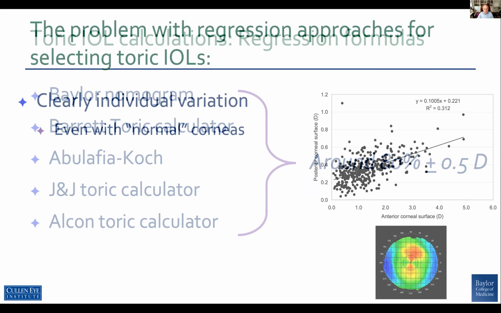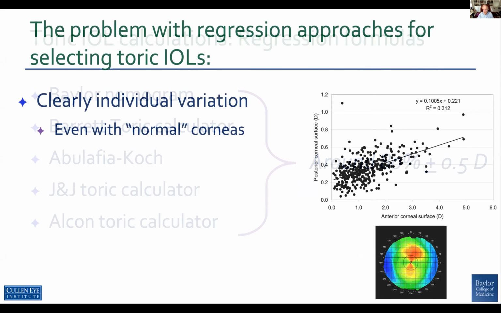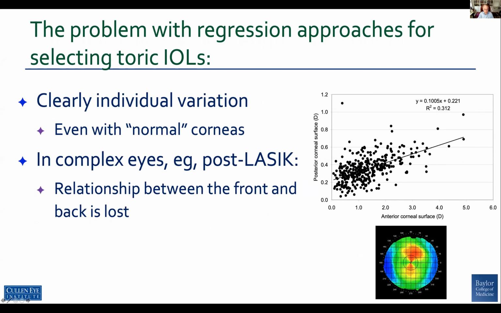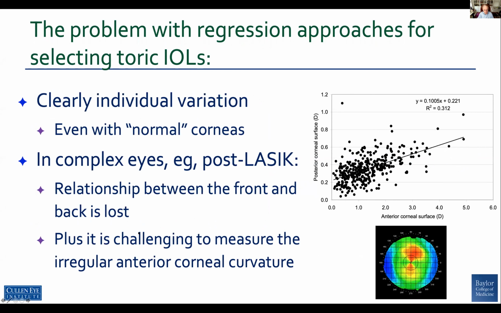And the problem with regression formulas, of course, is there's so much variation. And here's the regression line, but look at the scatter of individual patients who don't fall on that line. And of course, in complex eyes after LASIK, that relationship between the front and the back is lost. And it's really, of course, challenging to measure even the anterior curvature in those eyes.